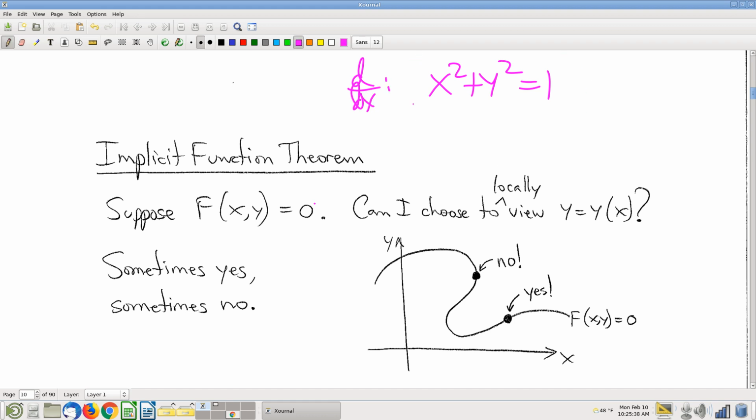And then you get 2x plus, and now we have a chain rule problem because y squared is a function of y and y is a function of x. And so we'll write 2y dy dx equals 0, and then you can solve for the dy dx that you want. And huge problem.